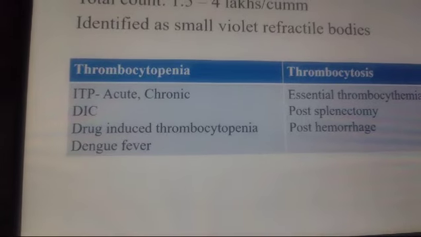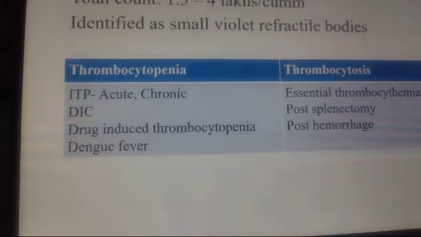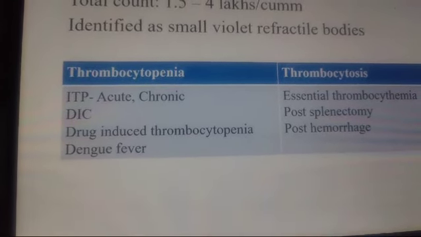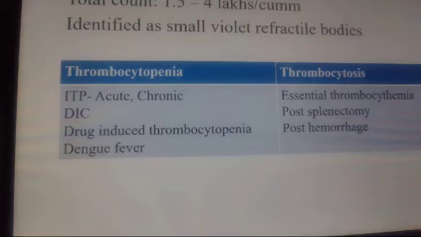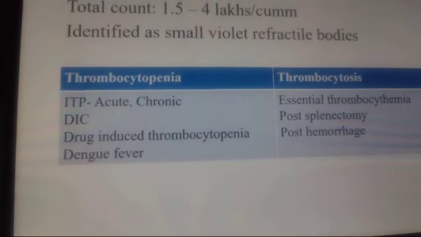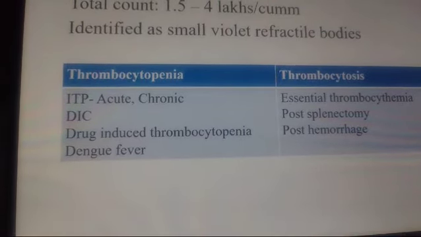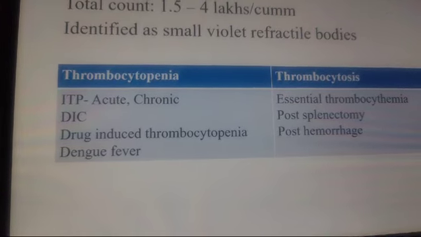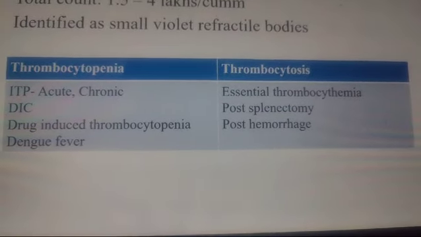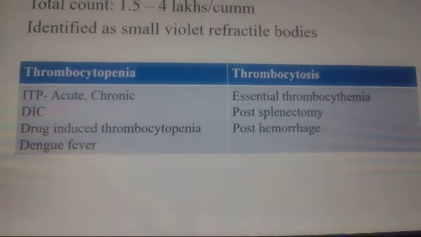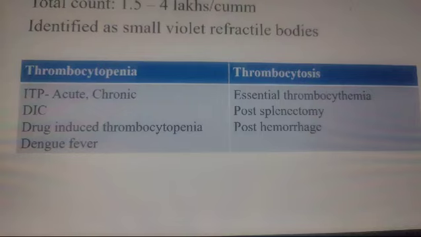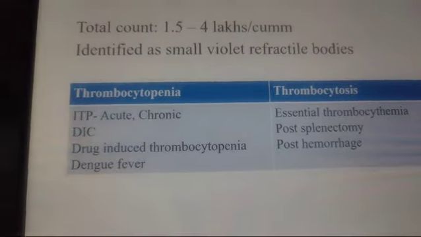The causes of thrombocytopenia: ITP, idiopathic thrombocytopenic purpura, classified again into acute and chronic depending upon the duration; DIC; drug-induced thrombocytopenia; and dengue fever. Thrombocytosis is seen in essential thrombocythemia, post-splenectomy, post-hemorrhage.